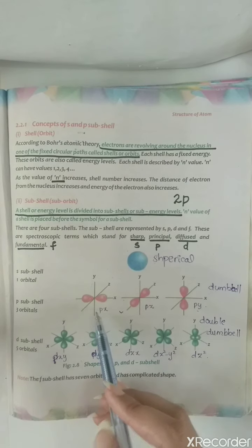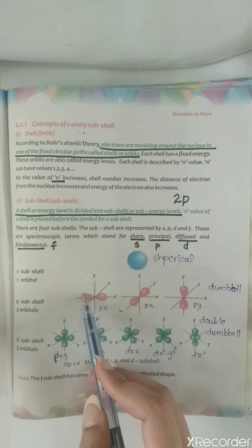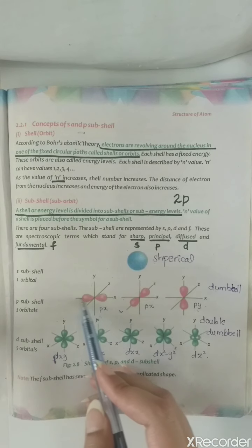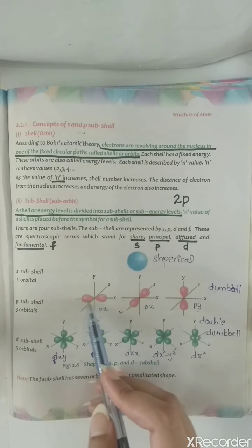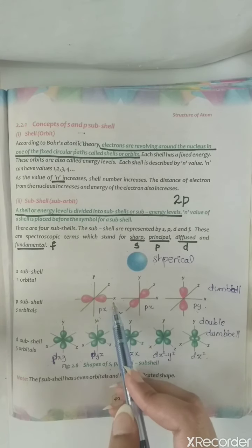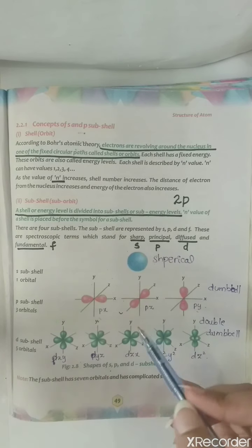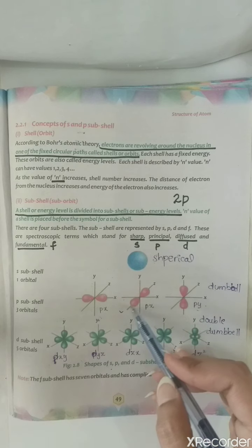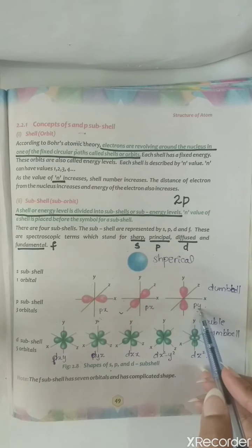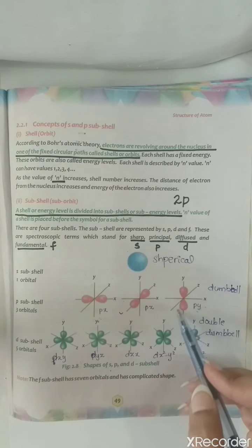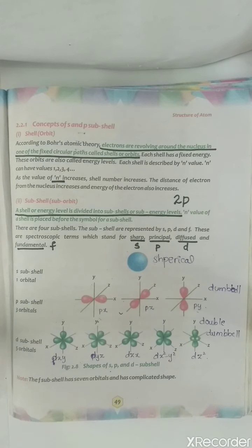In the Px, the lobe is going to be on the x-axis. This is the lobe, or this is the dumbbell shape. So this is going to come on the x-axis. Now we have Pz. Now the lobe is going to be formed on the z-axis. Then this is Py. So the lobe is going to be formed on the y-axis. So these are the 3 orbitals of the P subshell.